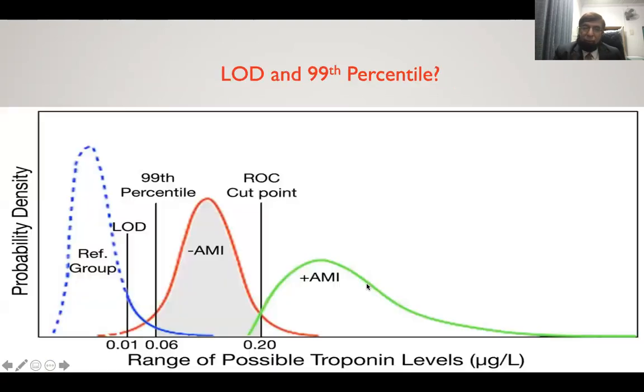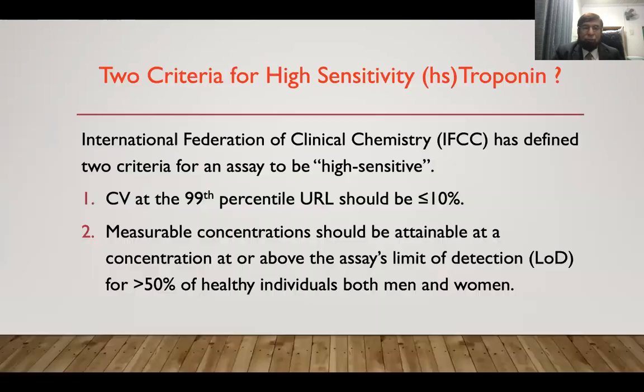That means we will go again to this diagram. This is our healthy or disease-free population. If you have taken 100 people, your test should be able to detect 50% of those individuals with accuracy and precision. So your LOD should move towards this peak so that you can cover nearly 50% of those individuals. Only then will you call it an HS troponin. This moving of LOD towards the left is very important, and we will discuss it in the last part of our talk also.